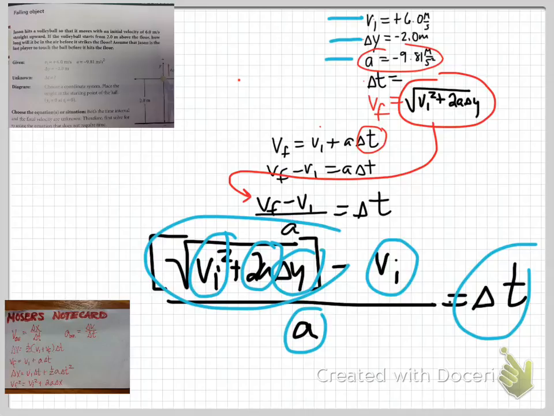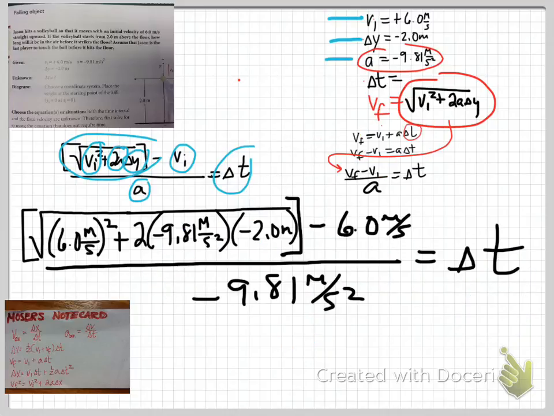And again, this is algebra boot camp. This is one of those things that really beefs up your algebra skills because you start to see how to do this. So let's do some plugging. Okay, so plugged in it looks like this. We have the quantity of square root 6 meters per second, quantity squared plus 2 times negative 9.81 meters per second squared times 2 meters. And then that entire quantity, subtract 6 meters per second, divide by negative 9.81 meters per second. Do you see the places where if you didn't have your displacement as negative, you would have an issue?